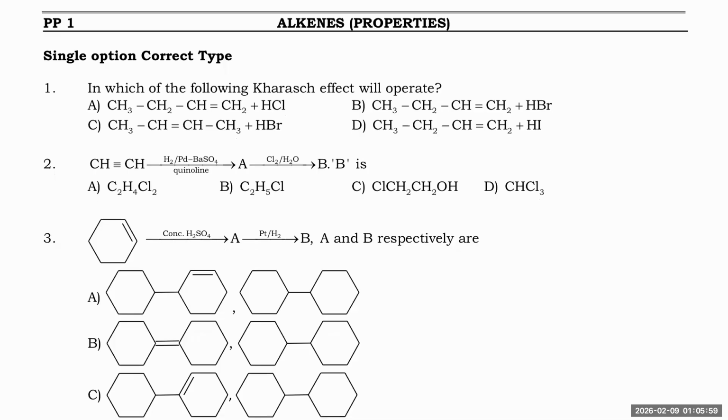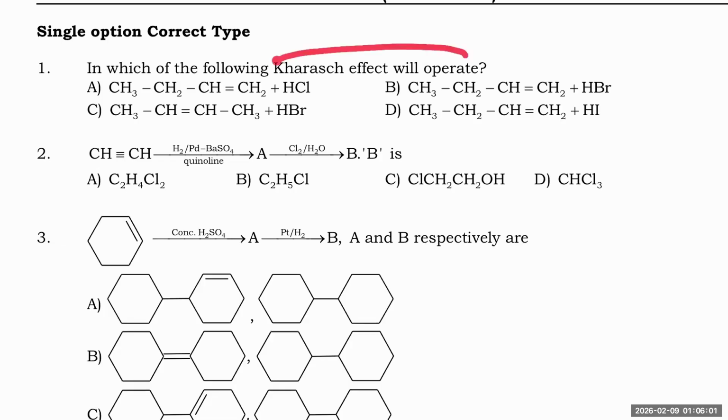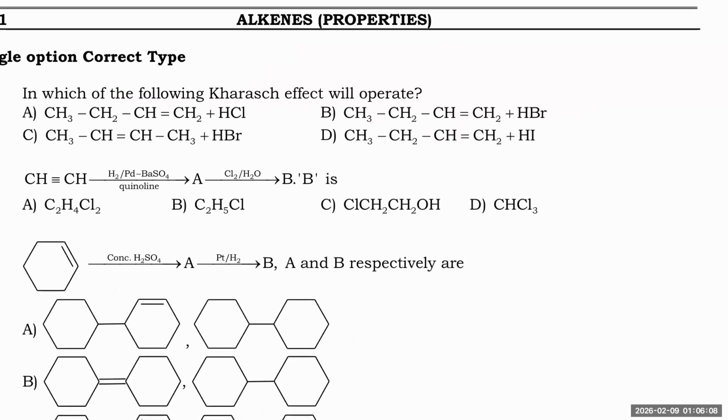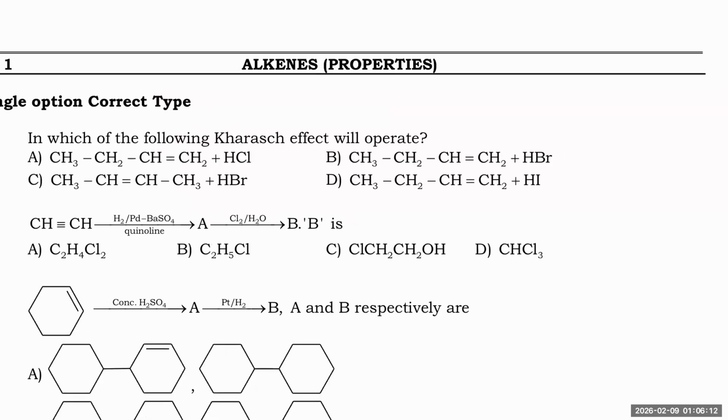Which of the following Kharash effect will operate? Kharash effect will operate where you have HBr with peroxide. Simple. So we have a double bond with HBr in the presence of any peroxide form. Okay, this kind of peroxide form. So if you have a peroxide group, then first, what are the conditions you see?